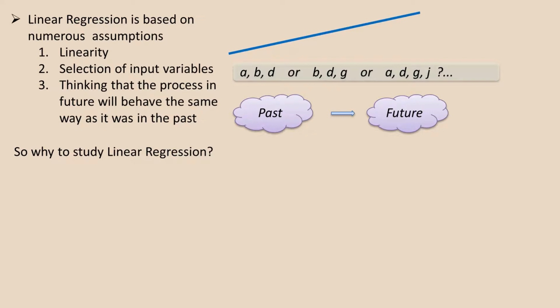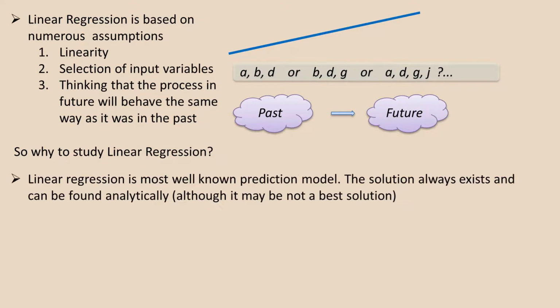However, studying linear regression is still very important. First of all, linear regression is the most well-known prediction model, the most studied prediction model. The solution in linear regression always exists, and it can even be found analytically, although it's maybe not necessarily a good solution in all cases, but at least you know it exists.